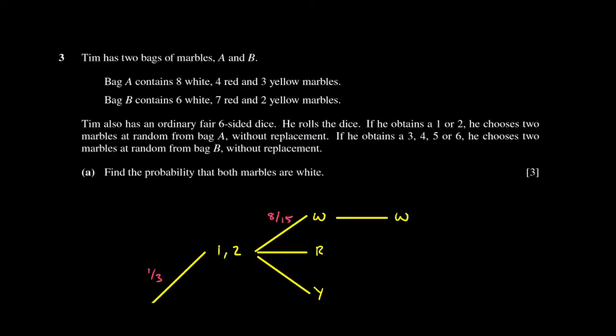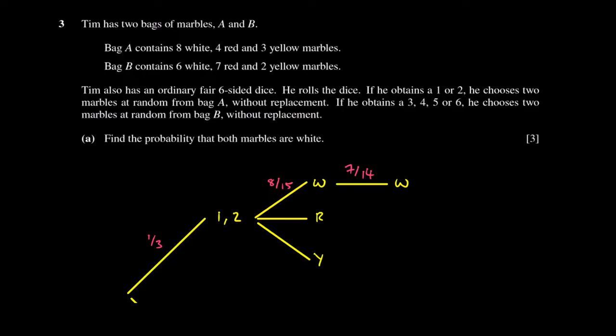Now, if he chooses without replacement, then what does that mean? Means the probability of the second white is 7 out of 14. Why is it 7 out of 14? Well, because originally there were 8 whites in the bag, and he's taken one out, so there are only 7 whites left. And of course, originally there were 15 marbles in the bag, and now there are just going to be 14 because he's taken one.